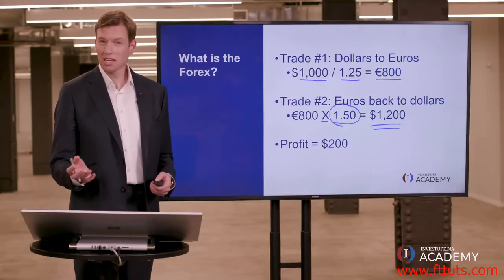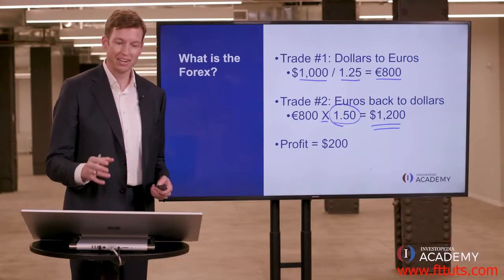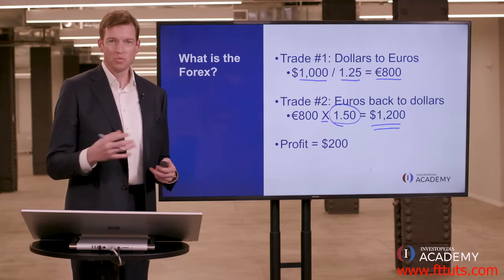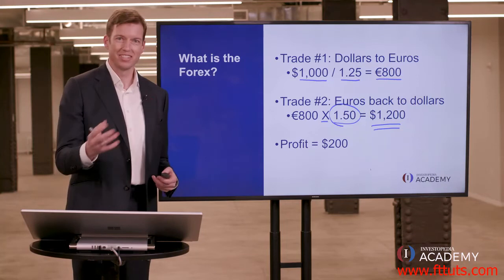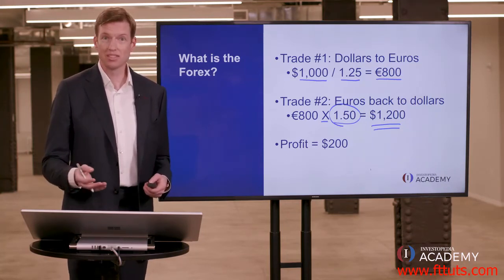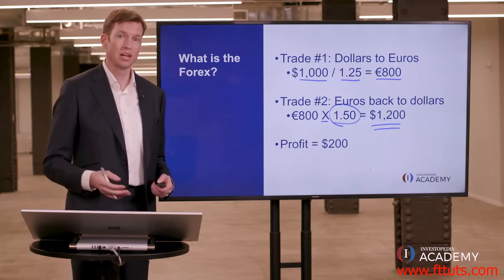One way you could think about this, I don't know if that's entirely fair, is that you profited in this trip by $200. Well, let's assume that this trip took place over a series of weeks or months for the exchange rate to move that much. Currency traders are basically doing the same thing, but on a much shorter time frame.